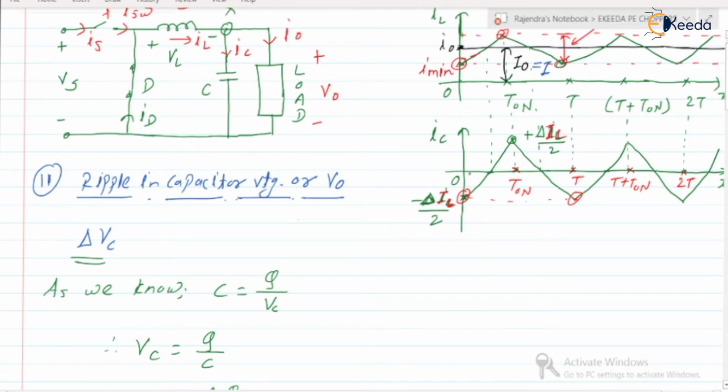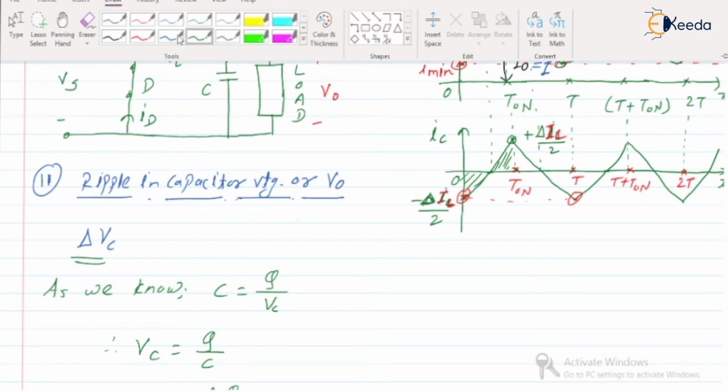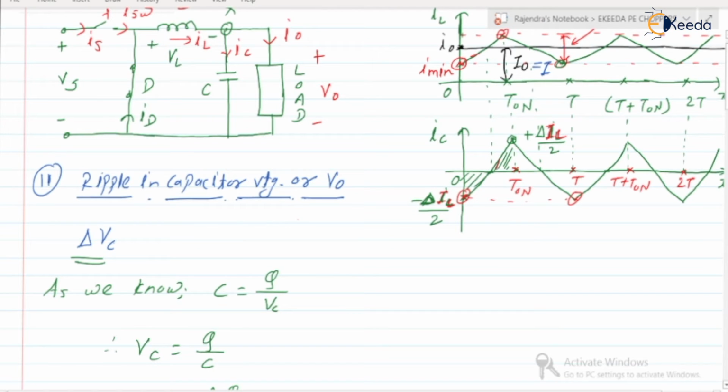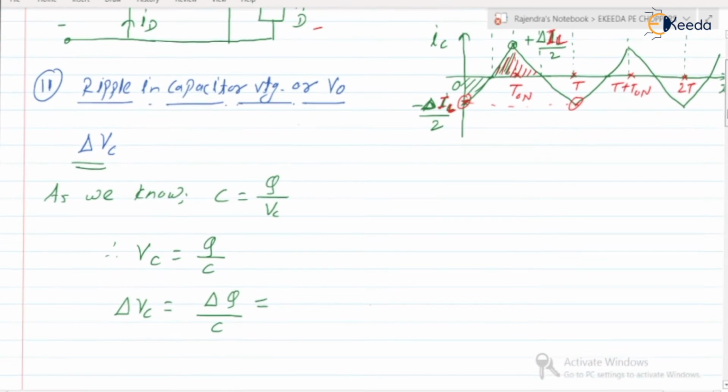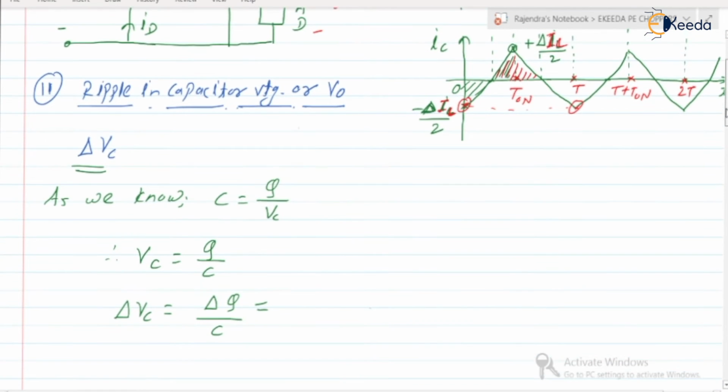So we need to find this area, the area under this and the area under this, 50 percent. But whatever the area here, the same area is present here. So instead of finding these two, we are going to find the area under this triangle. Are you getting the point? That is nothing but the change in the stored charge.